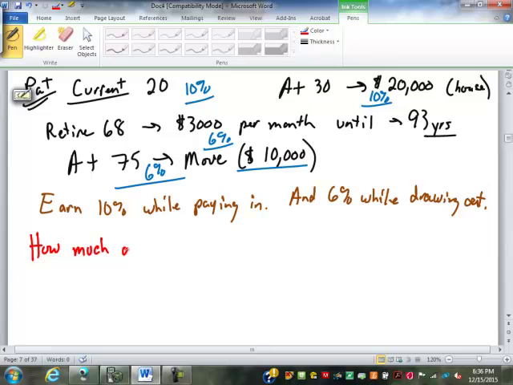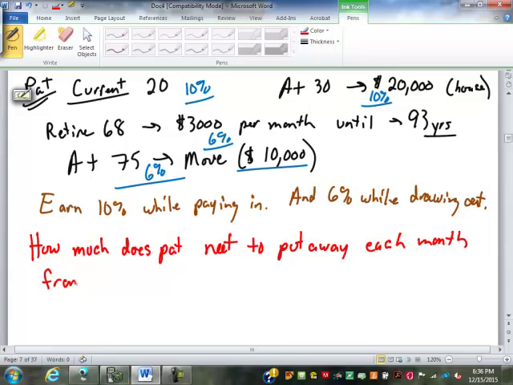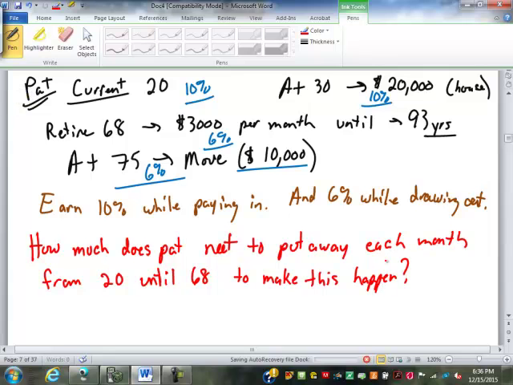So the question is, how much does Pat need to put away each month from 20 until 68 to make this happen? We're going to leave this problem hanging out there.